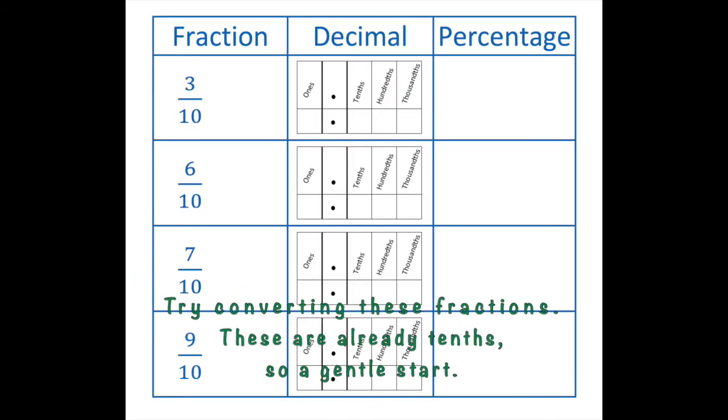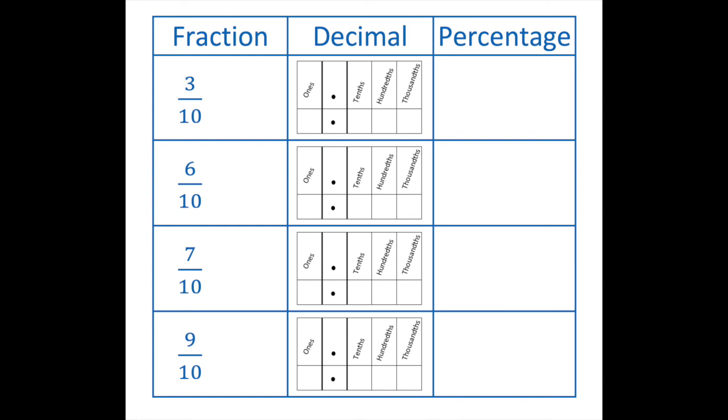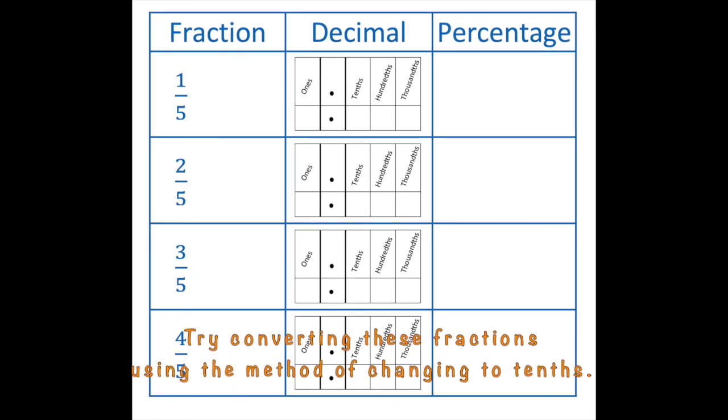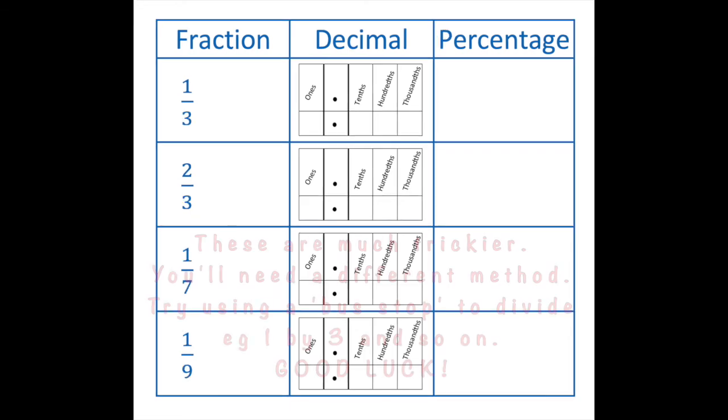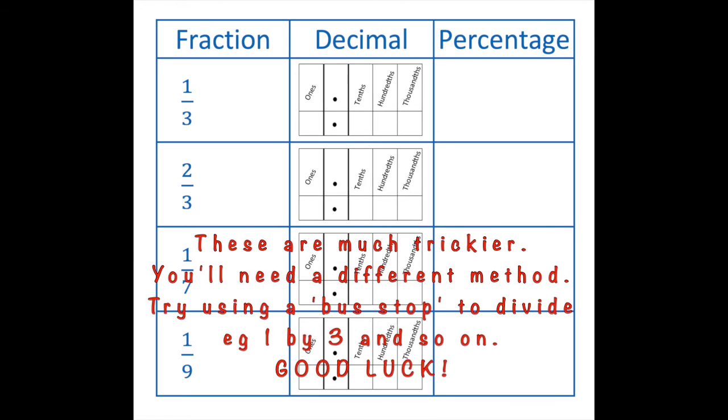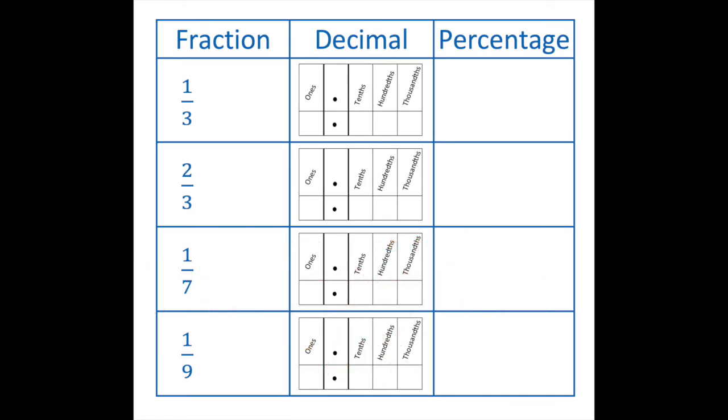Here are 3 worksheets for you to try. The first one is a green level. It's already in tenths, so that's a nice gentle start. Then the orange level is fifths, so convert to tenths in the way that we did earlier. Finally, the red task is much trickier. You'll need to use a bus stop and develop a new method. Good luck!